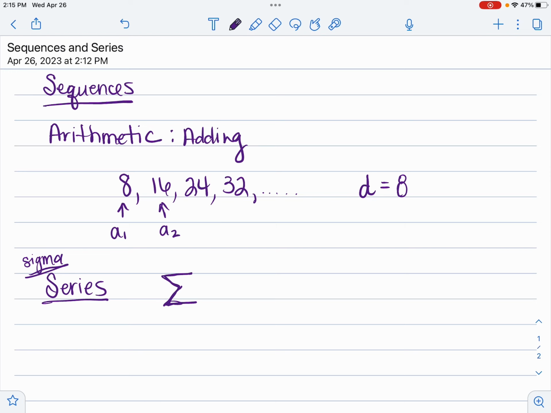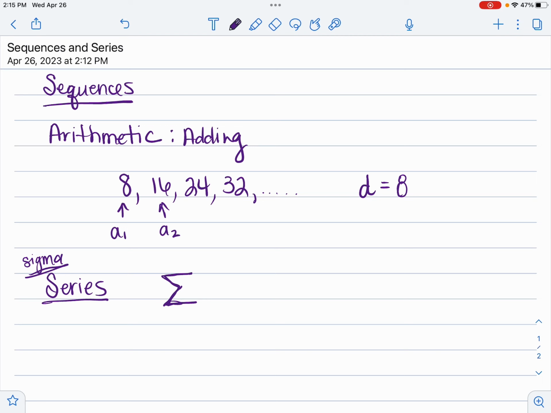If you've ever used Google Sheets, sorry, my brain's not on, or Microsoft Excel, and you see this button that has the symbol on it, you know you're adding.